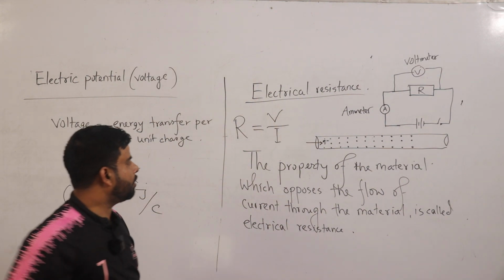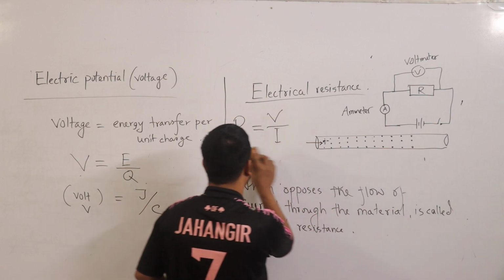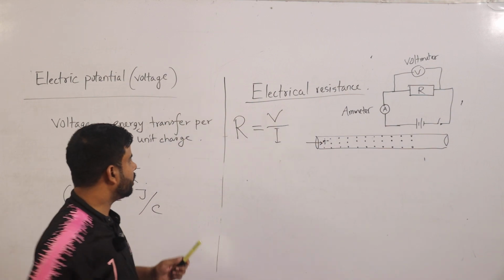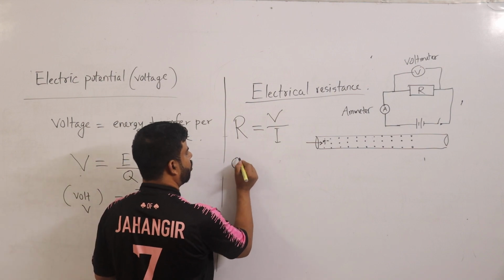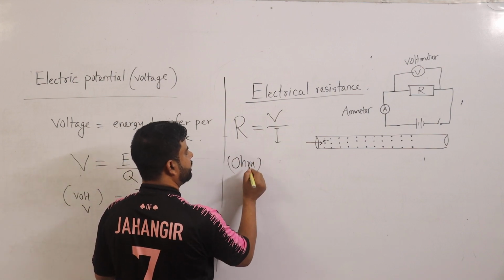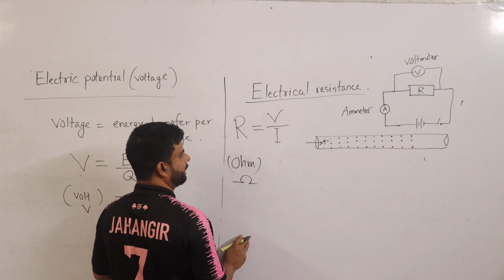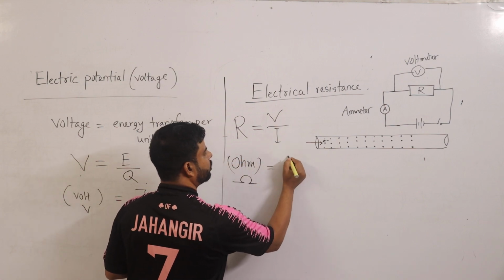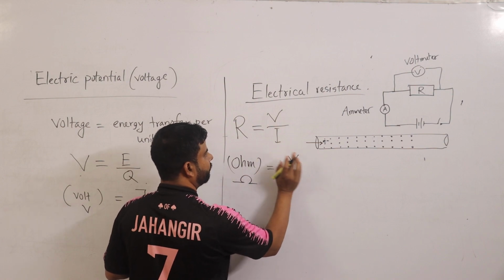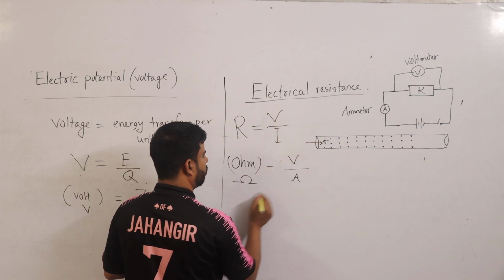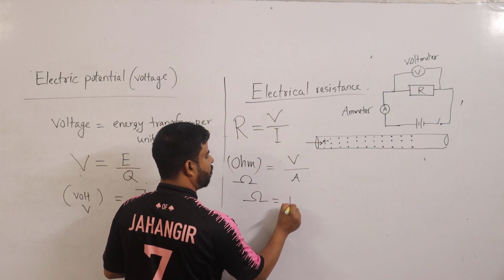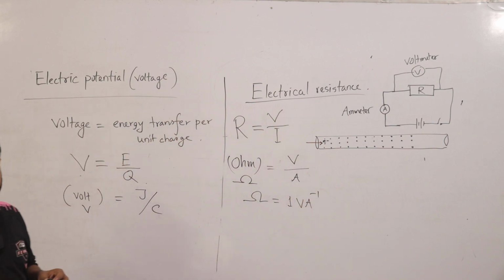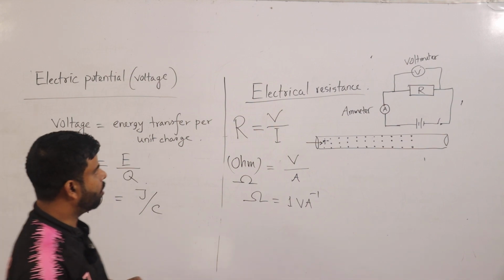Remember, the unit of resistance is ohm. We write the symbol of ohm like this. So 1 ohm equals 1 volt per ampere. Volt per ampere is known as ohm.